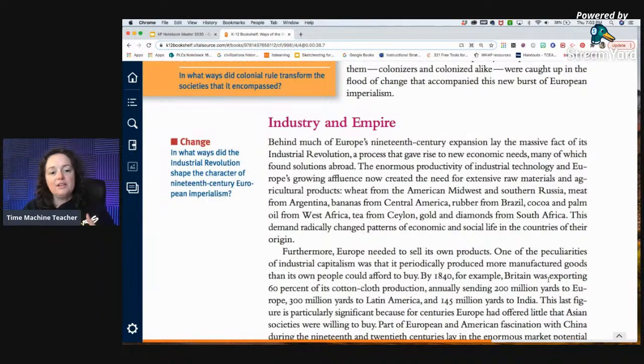products. So one thing that you can put in there for that question is that because of the Industrial Revolution, just abbreviated IR, because of the IR, they needed raw materials and agricultural products. Put that in there right now.